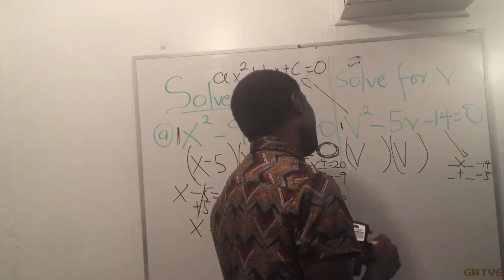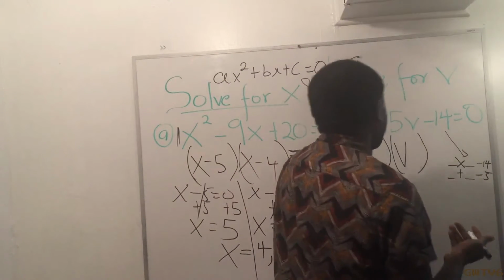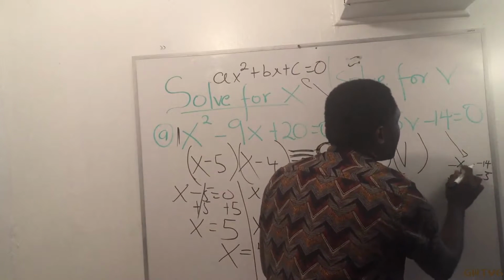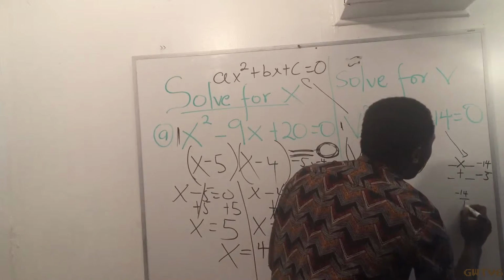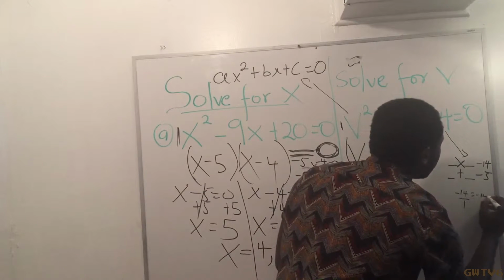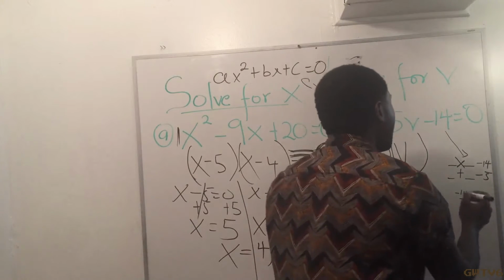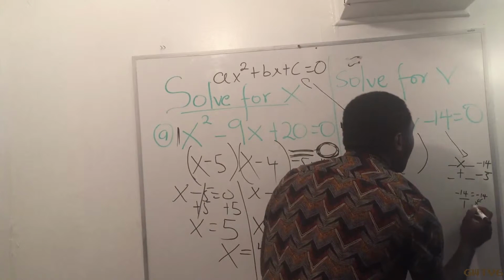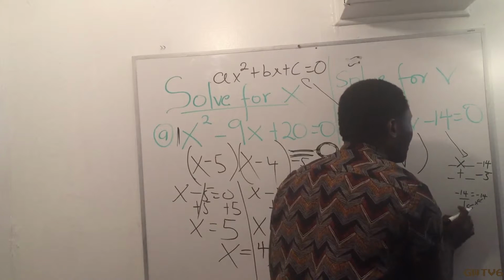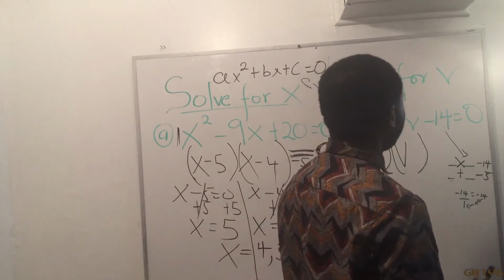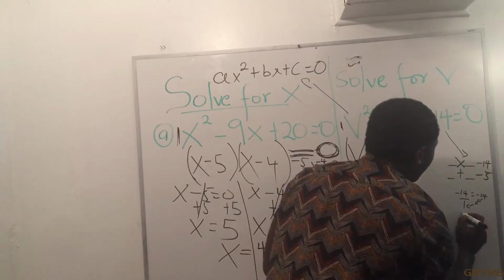So now, how am I going to find these two numbers? I always start with 1. So I'm doing the multiplication first, right? So negative 14 divided by 1 is negative 14. Which means negative 14 times 1 is negative 14. But what is negative 14 plus 1? That ain't negative 5. So that means I'm going to move on to 2.